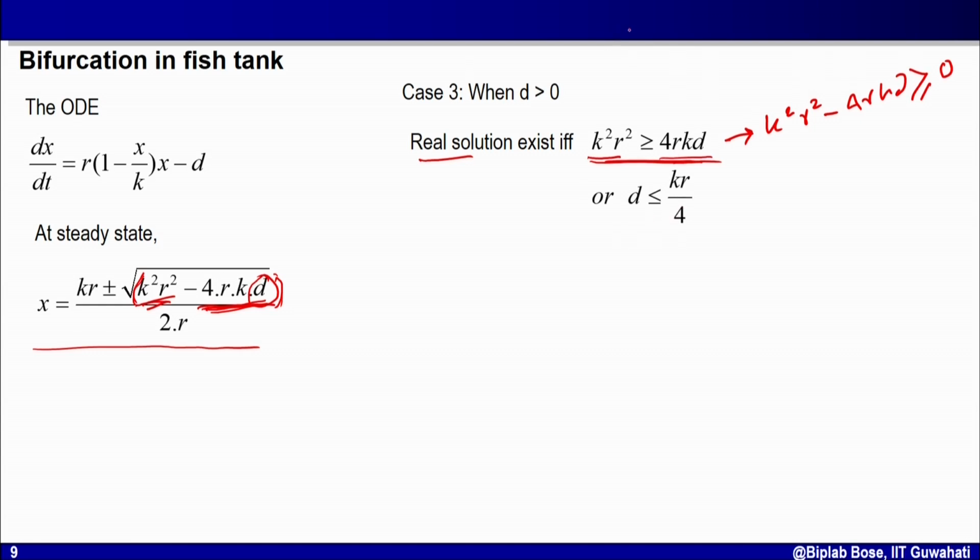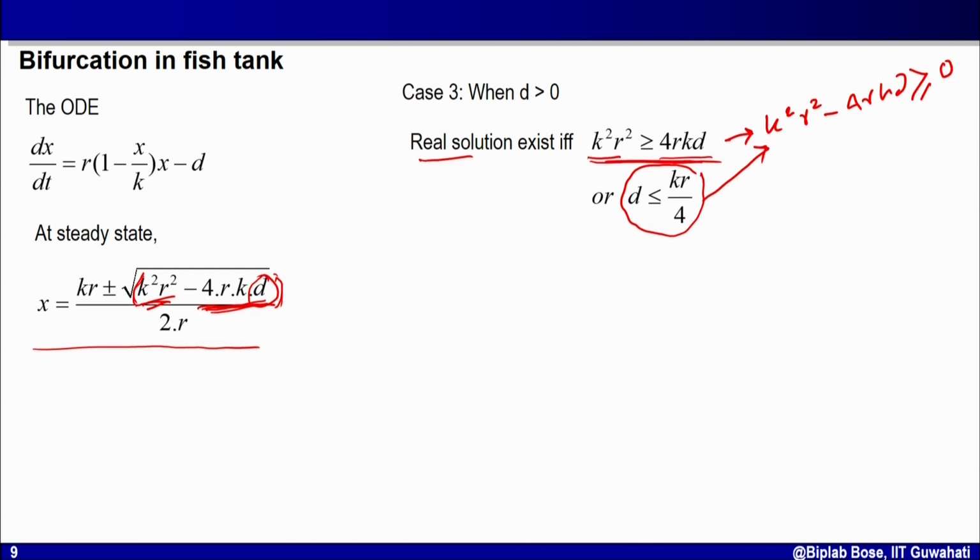I have cancelled one r because r is not equal to 0. I have cancelled one k because k is not equal to 0. So d is less equal to kr by 4. This inequality has to be satisfied so that I get this relation. And then I will have a real solution for this system.